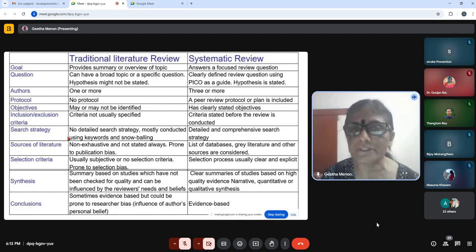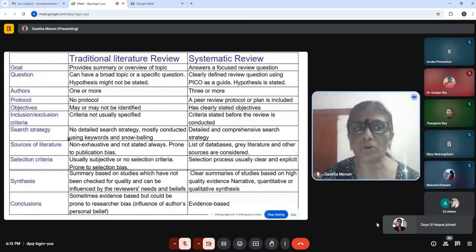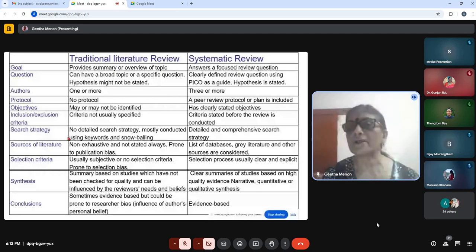What are the various differences? We'll see. We should know that a systematic review is always with a goal, whereas a traditional literature review is just a general summary. In a systematic review, a research question is framed using the PICO method. We'll understand what the PICO method is, along with a clear hypothesis.